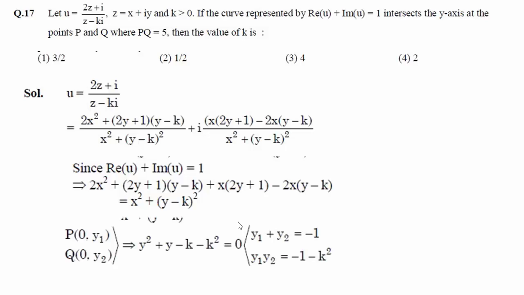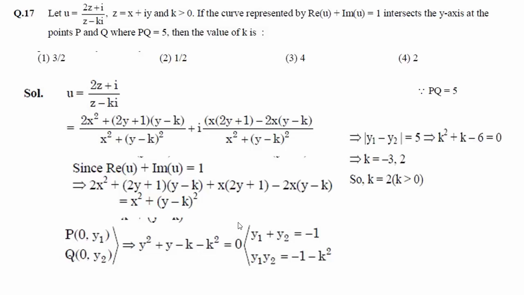P at (0, y1) and Q at (0, y2), this implies y square plus y minus k square equal to 0, where y1 plus y2 equal to minus 1 and y1 y2 equal to minus 1 minus k square. Where PQ equal to 5, mod of y1 minus y2 equal to 5. This shows that k square plus k minus 6 equal to 0. Hence k equal to minus 3, 2. So k equal to 2 as k is greater than 0. Hence correct option is 4.